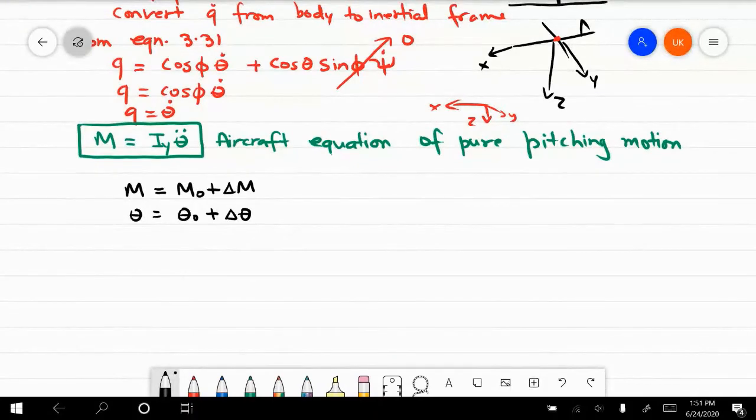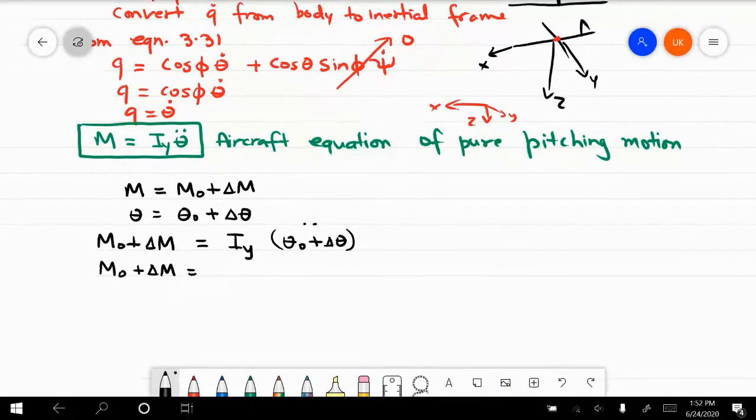And again, I want you to realize that we have already done a more complicated version of this. Here I'm just applying the same process to a very simple case. So M becomes M naught plus delta M equals Iy theta double dot. What is theta? Theta naught plus delta theta. So the second derivative of this, right? So we have M naught plus delta M equals Iy times theta naught double dot plus delta theta double dot, meaning second derivative.